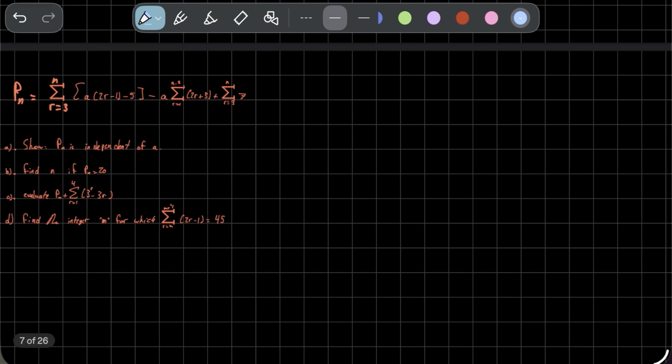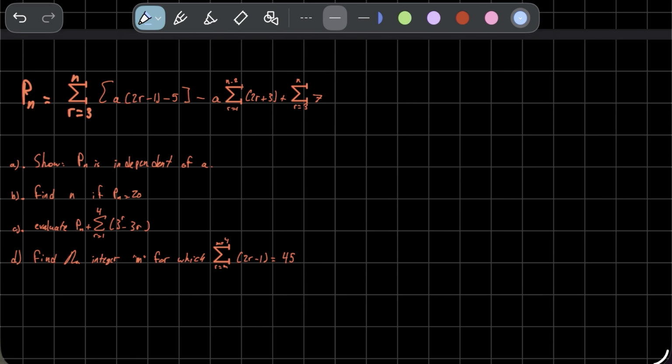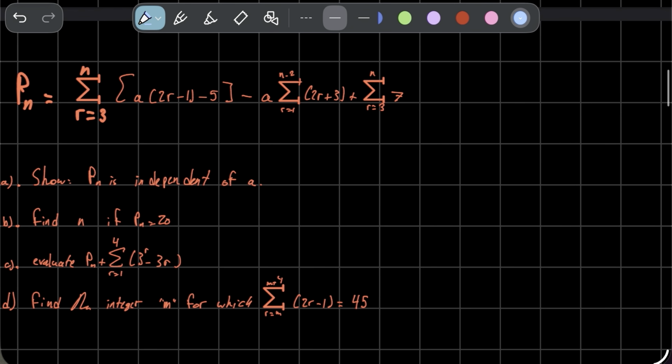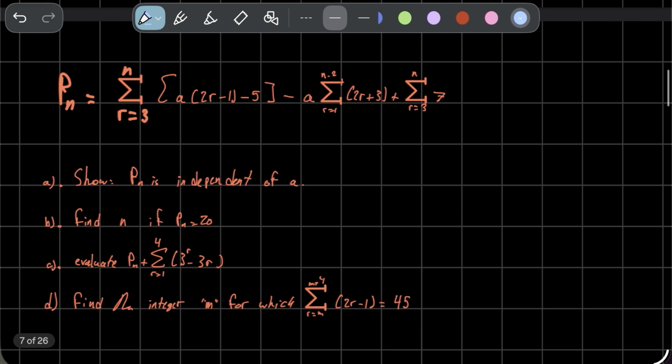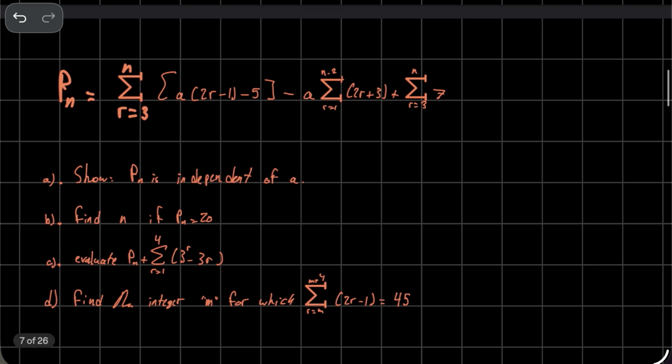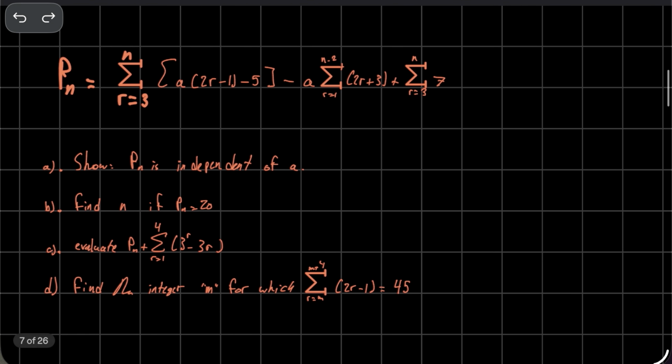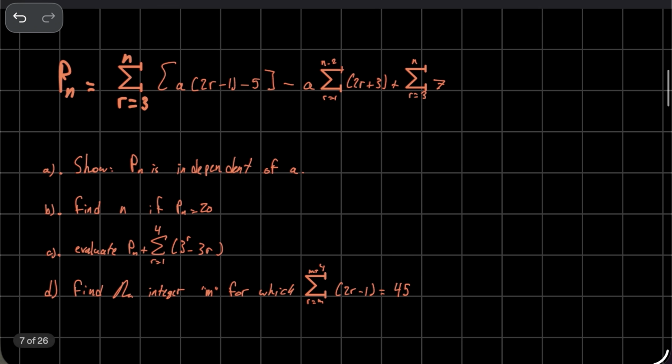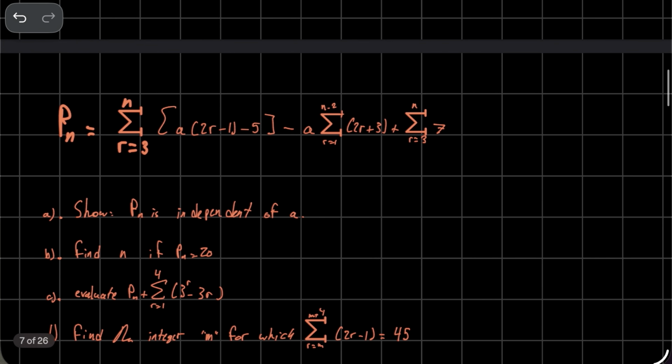Okay, students, today we have a kind of new role in the sigma. So let's first see the question. We have Pn of this long expression, and we want to show that Pn is independent of A. Now first, let's take a look at Pn.